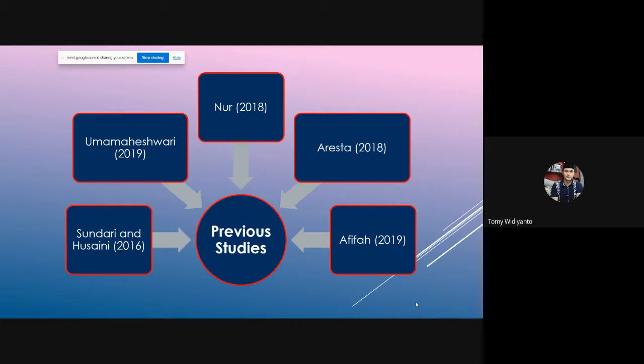And then another research investigated about the method, which was written by Uma Maheswari in 2019. And then the third one is Noor in 2018, who also identified the technique types of translation in English to Indonesian with the text of the abstract of journal Edunomica 2018. And then from Aresta in 2018, who also analyzed the type of the translation method.